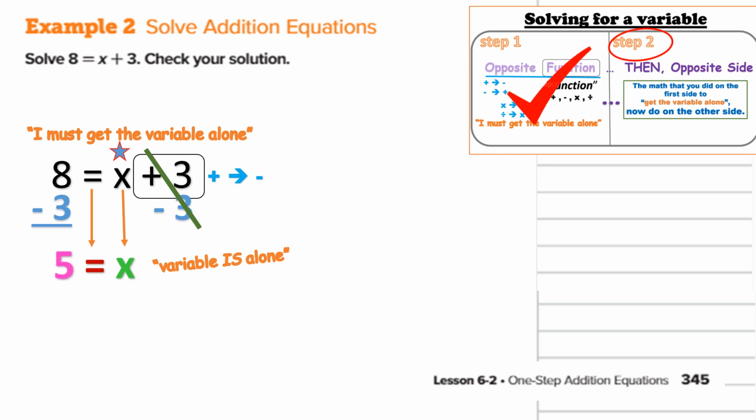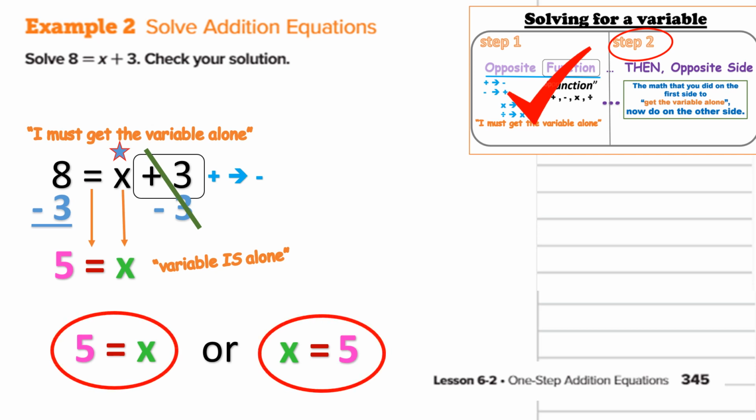8 minus 3 is 5. We're saying that 5 is equal to x. How do I know if that's correct or not? I go back to my original problem and I substitute in 5 for x. That would give me 5 plus 3. Does that equal 8? Yes, it does. I know I am right. Once again, it does not matter which side of the equal sign the variable and the answer are on. You can have 5 equals x, since that's the way the math problem is set up, or you can have x is equal to 5. Either one is the correct answer.